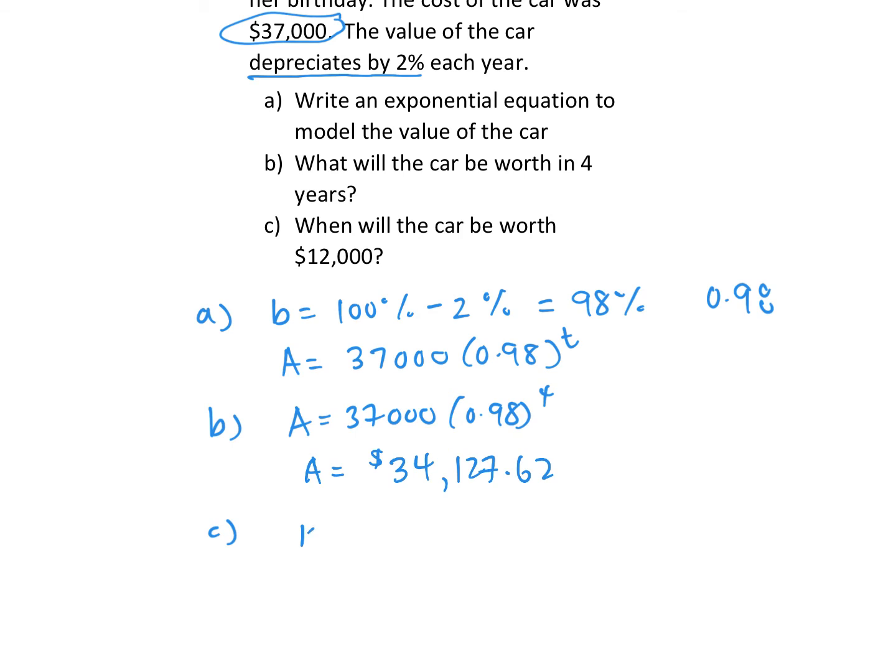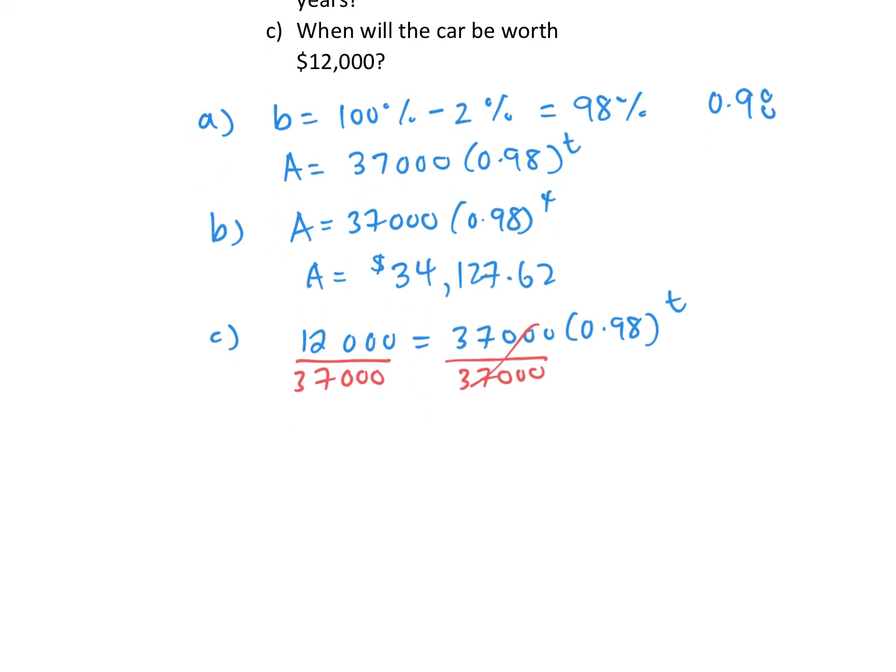And then in C, it wants to know when the car will be worth 12,000. So that's your end amount. So our end amount is 12,000. Our starting amount is 37,000. Common ratio is 0.98, and we are looking for the value of T. So again, we want to isolate, so we'll get rid of the 37,000 by dividing. Do the same on the other side. And that gives us a decimal value.